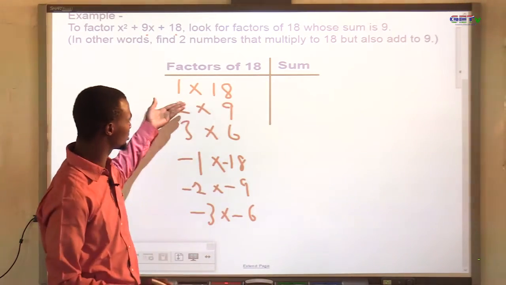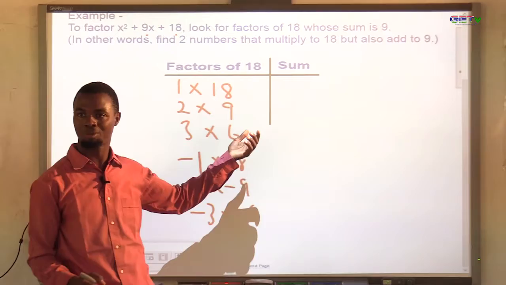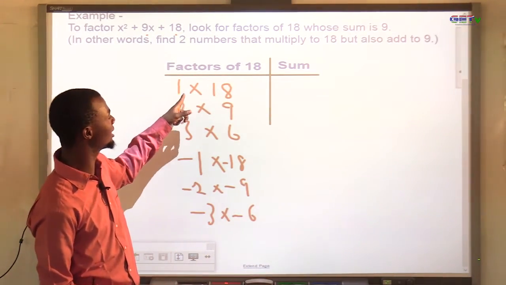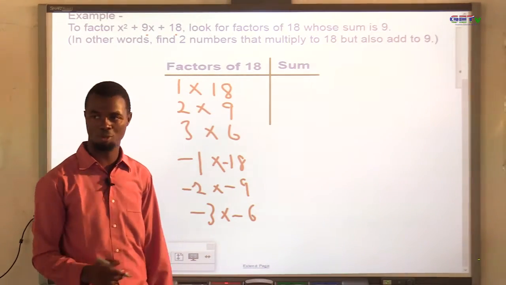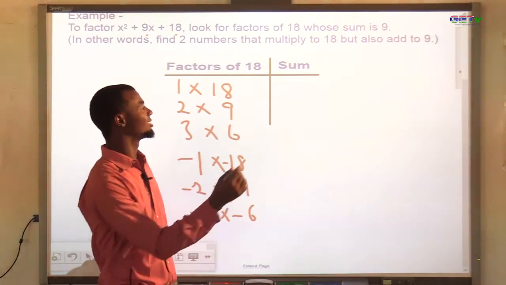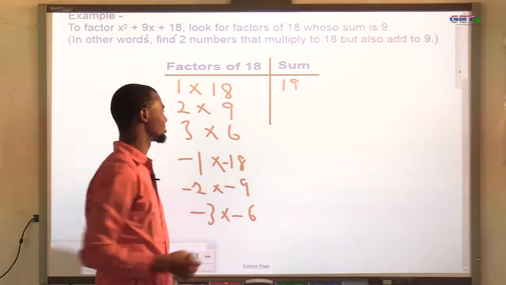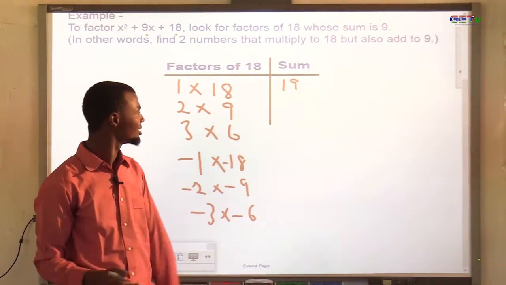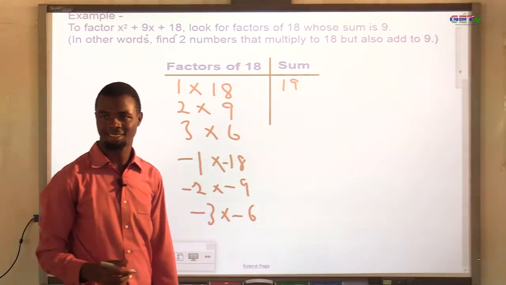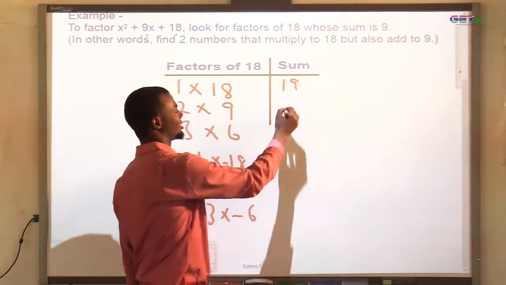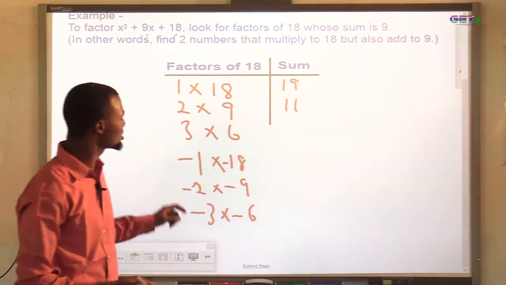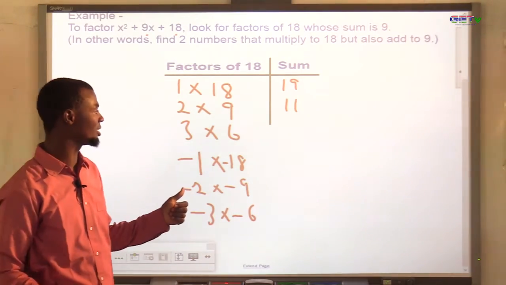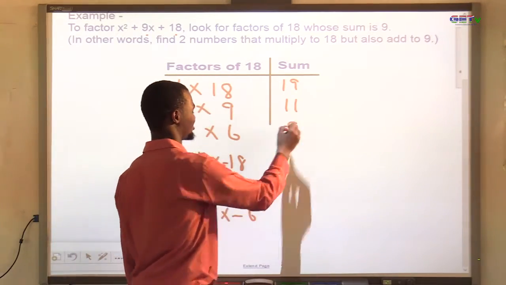Now we look at these factors that we have, whether their sum will give us 9. If you add 1 and 18, what is the sum of 1 and 18? That is 19. The sum of 2 and 9, that will give us 11. Now the sum of 6 and 3. The sum of 6 and 3 will give us 9.